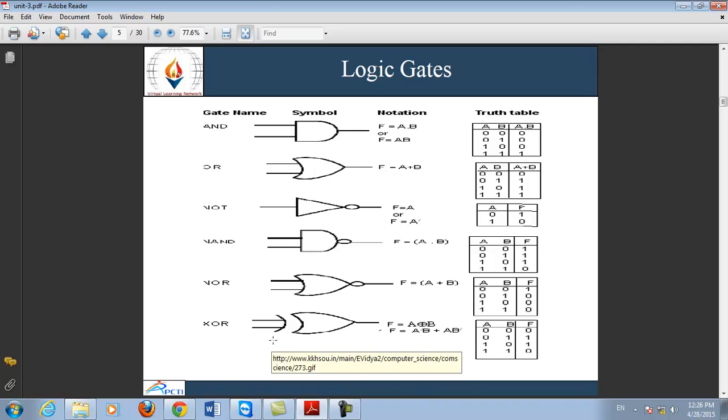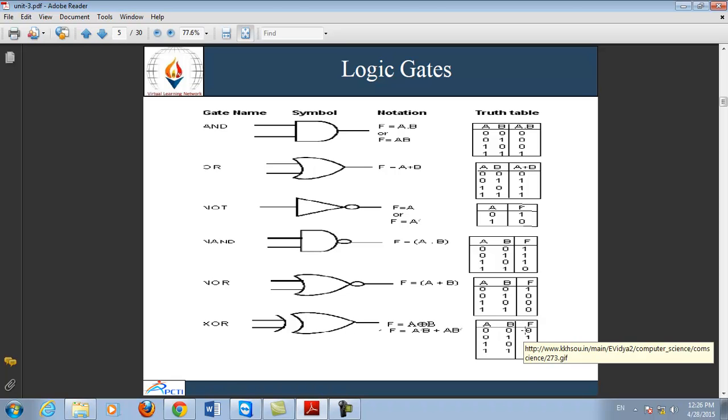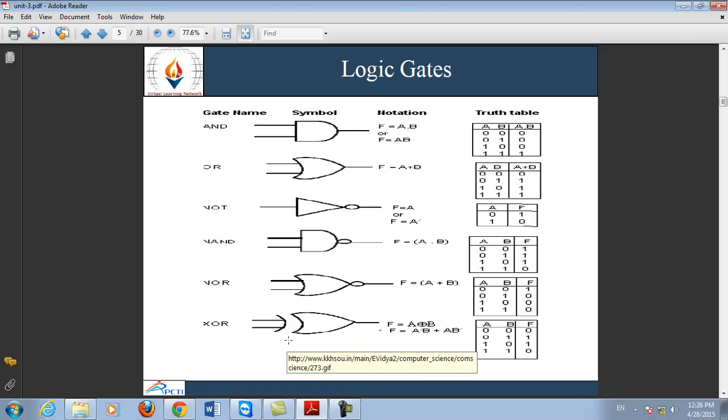Next is XOR gate. The notation to present the XOR gate is A XOR B, or you can say A bar B and A B bar, or A complement B or A B complement, and the output will be false when both the inputs are equal. If both the inputs are false, then output will be false. If both the inputs are true, then the output will be false. But if the inputs don't match, meaning they are different, then the output will be true. This is XOR gate.